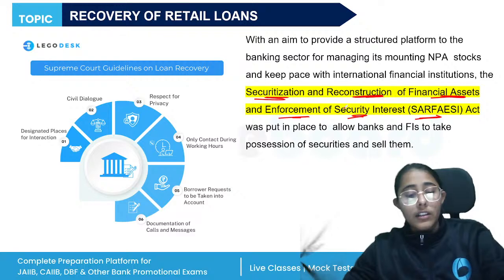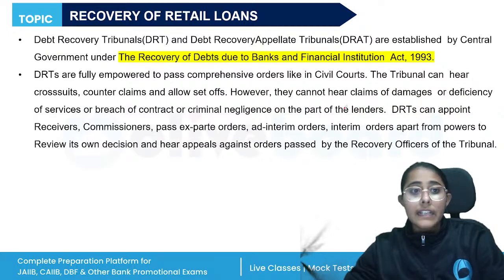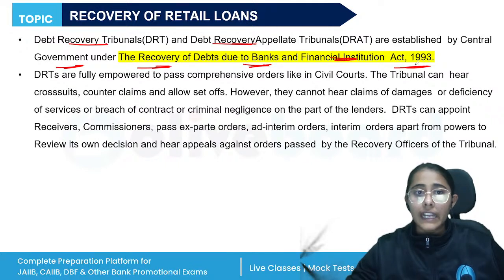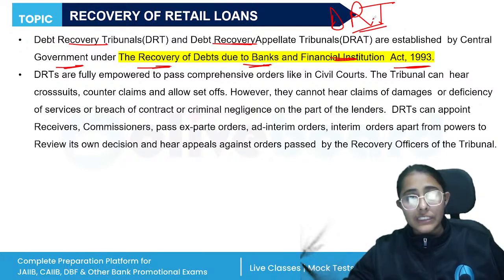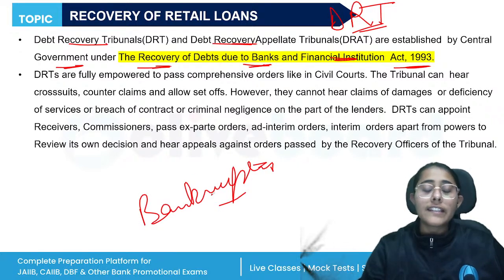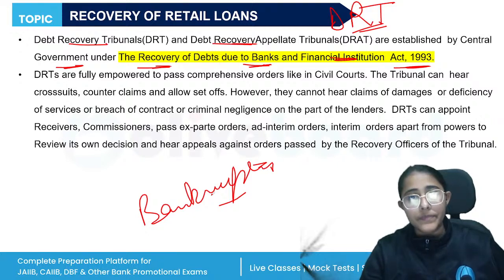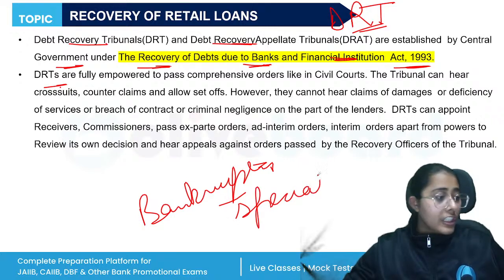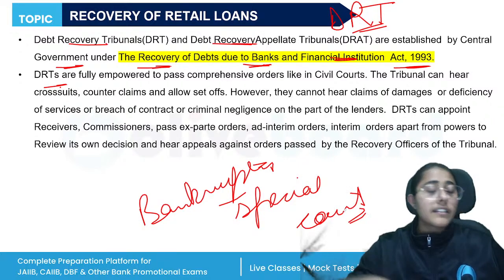Then we have the recovery through the debt recovery tribunals. The DRTs and the DRATs were established by the central government under the Recovery of Debts Due to Banks and Financial Institutions Act of 1993, which is also more popularly known as the DRT Act. Then an amendment was made in 2019 and the name was changed to include bankruptcy also. So the Recovery of Debts and Bankruptcy Act of 1993. So the DRTs are set up as special courts for the faster recovery of the dues.